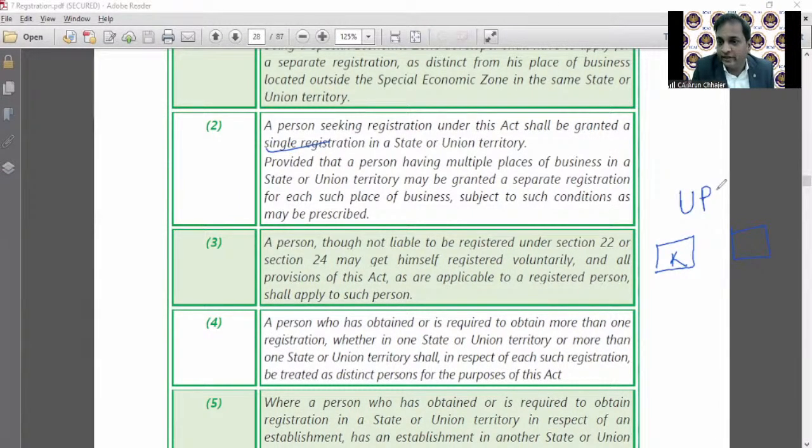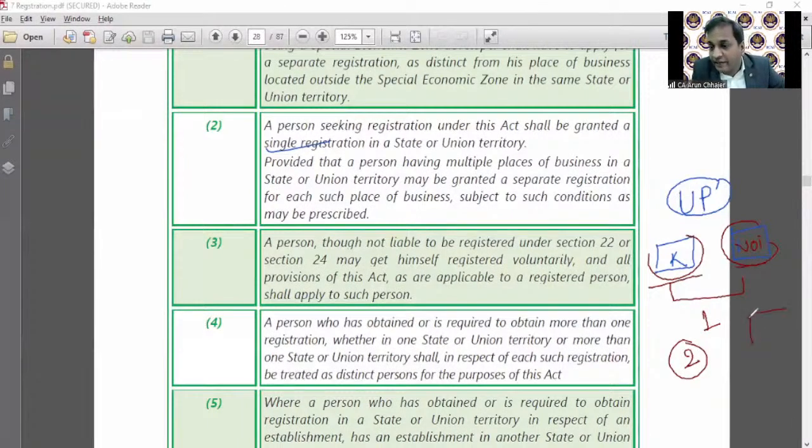Suppose I am doing the business in UP, one location in Kanpur and one location in, say, Noida. I can take a single registration and mention one as a principal place and one as an additional place. Second point, it's my choice. If I like to take two registrations or separate registration for every place of the business, yes, you can take.